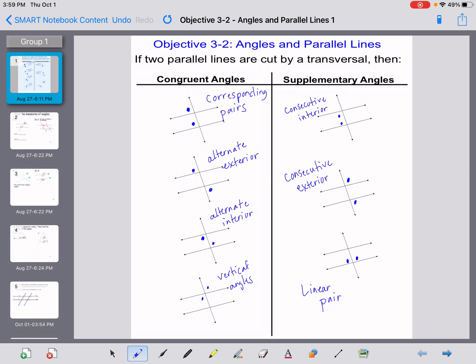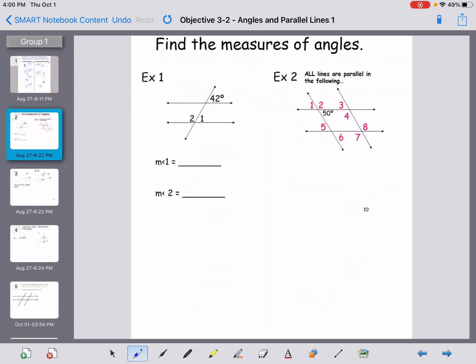So let's recap this. Congruent angles are corresponding, alternate exterior, alternate interior, or vertical angles. For supplementary angles, remember supplementary means add them together and they equal 180 degrees. We have consecutive interior, consecutive exterior, and a linear pair. So let's go to some practice problems.